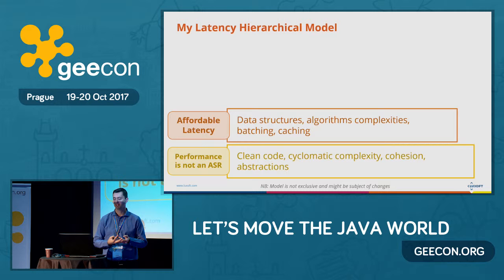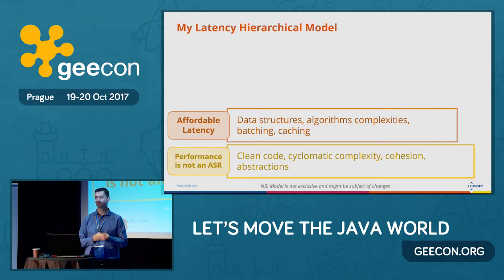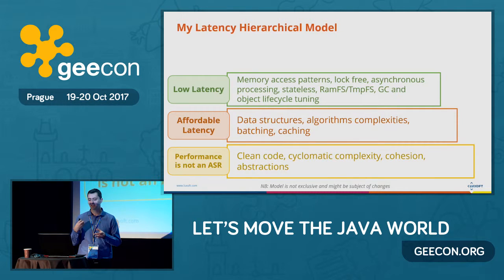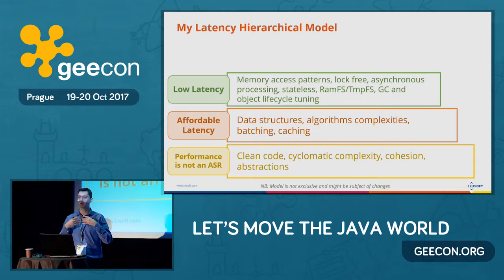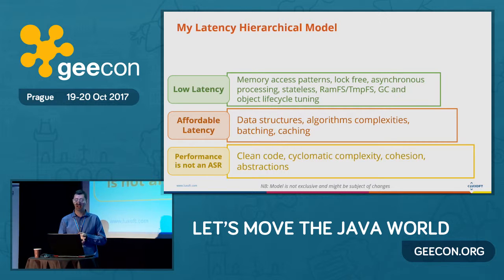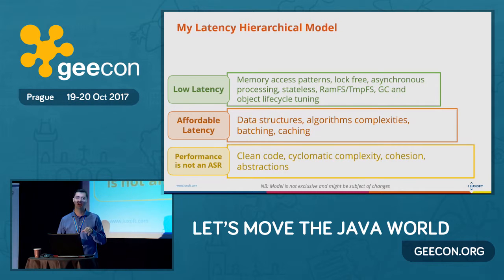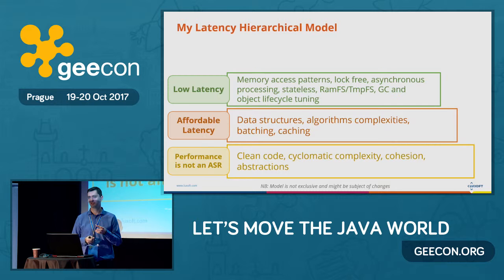If you have an affordable latency, maybe you have to take care of data structures and complexities. You can use batching, you can use caching. Caching is very cheap, you just have to tune it properly, as we discussed. Things are interesting if you are touching low latency, because in low latency, you have to take care of how you iterate through memory, what the patterns are. You might deal with lock-free, with asynchronous. You may choose, for example, stateless. You may choose RamFS or TmpFS. In low latency, you might tune the garbage collector for Java as well.